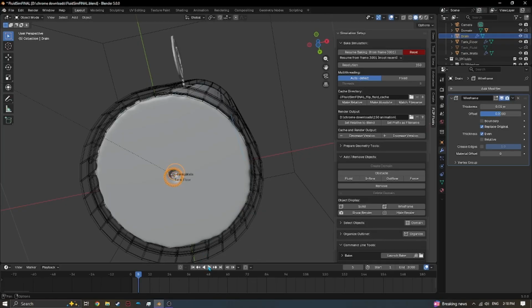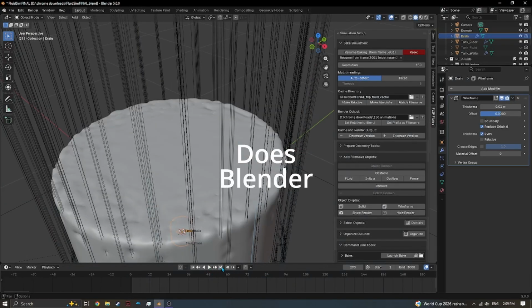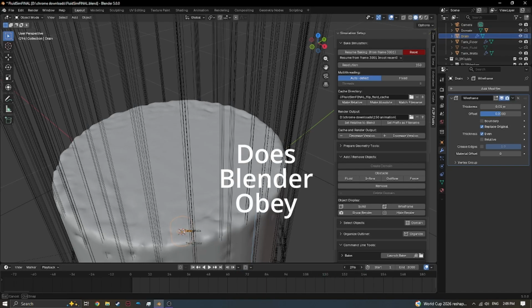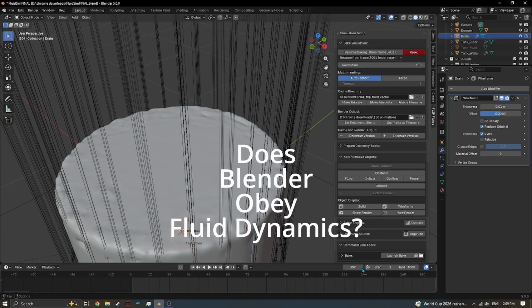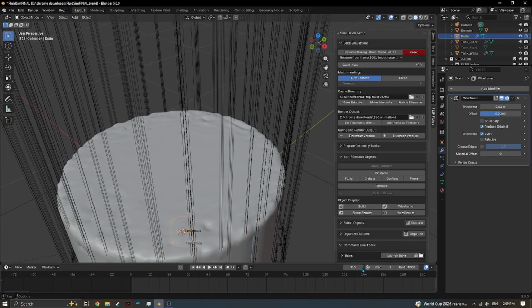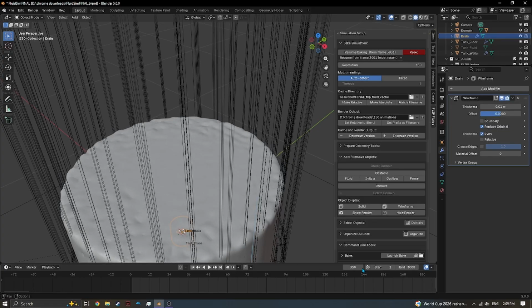So, here's the question I actually want to answer. Does Blender, a 3D creation software using the same class of VFX style solver, actually obey the laws of fluid dynamics? Is it close to real Newtonian physics? To find out, I'm going to compare it directly against the real math and see how far apart they are. I'm going to run a simple experiment.